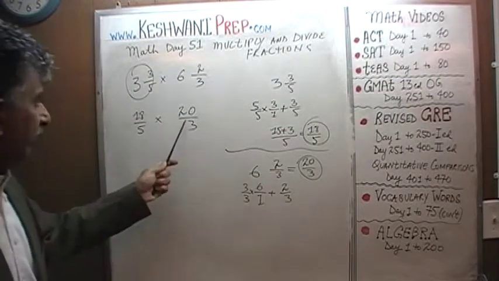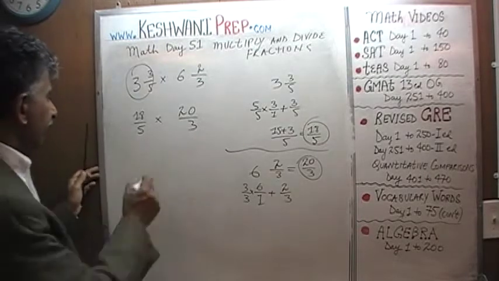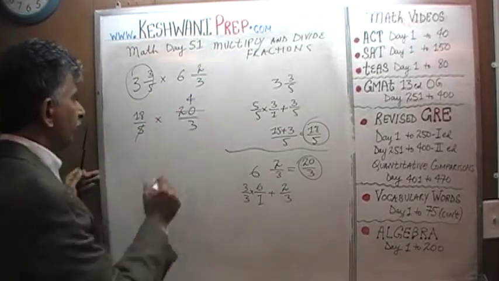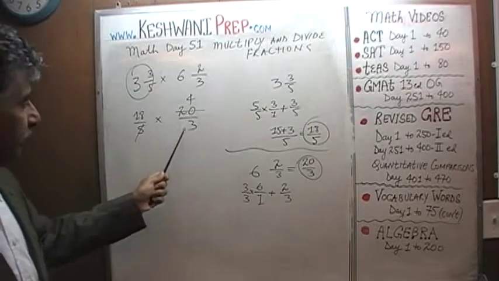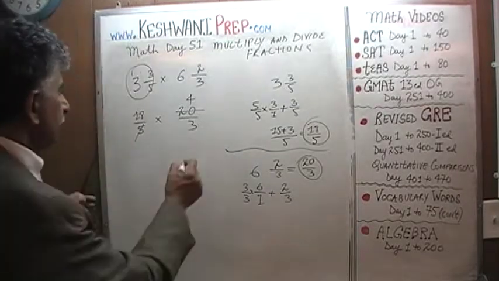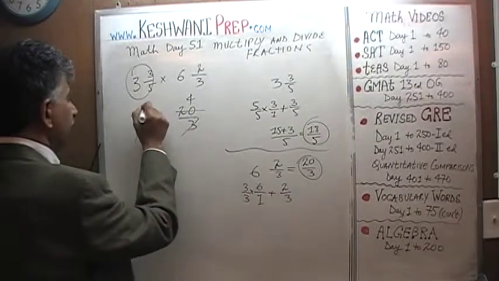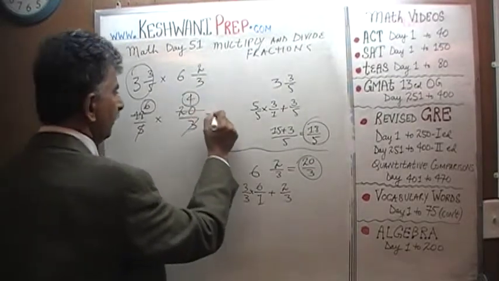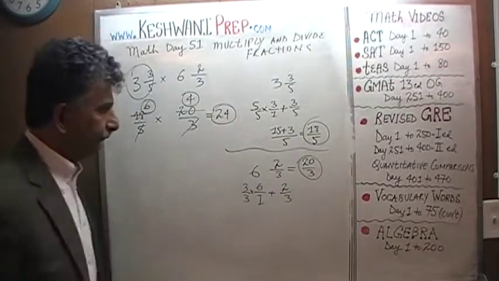Let's divide top and bottom by 5. The 5 is going to drop out and 20 becomes 4. We have 18 on the top, we have 3 on the bottom. They have a common factor of 3. Let's divide top and bottom by 3. When we do that, 3 goes away and 18 becomes 6. And the final answer is 6 times 4, which is 24.